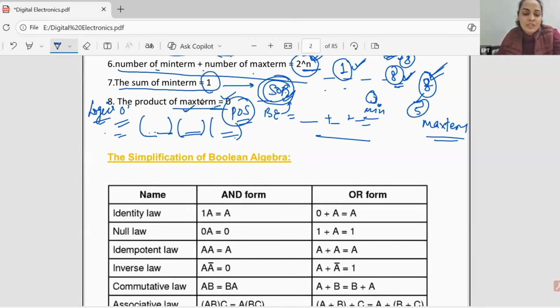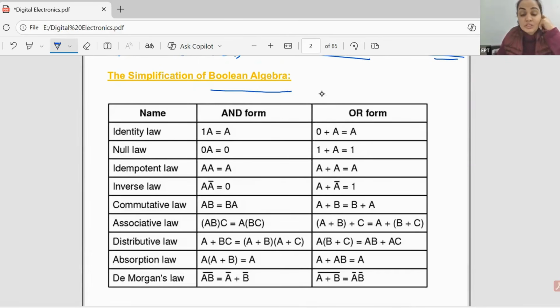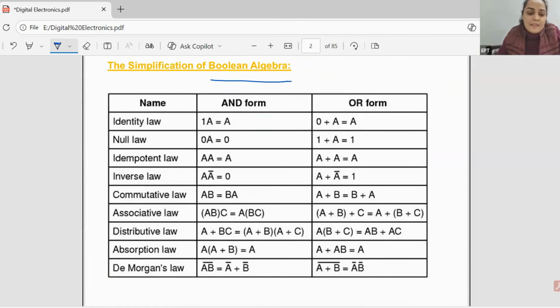Now here are the few laws to simplify the Boolean expression. See students, this lecture is for quick revision, so I am not going to discuss the concepts from scratch. It is just a quick revision session, right? So these are the few identities. With the help of these identities, we will simplify the Boolean expression, right?